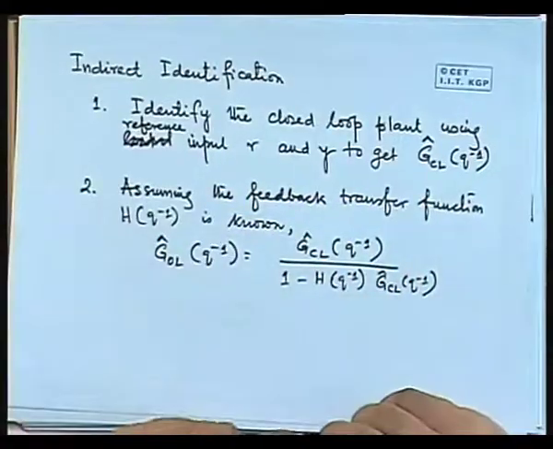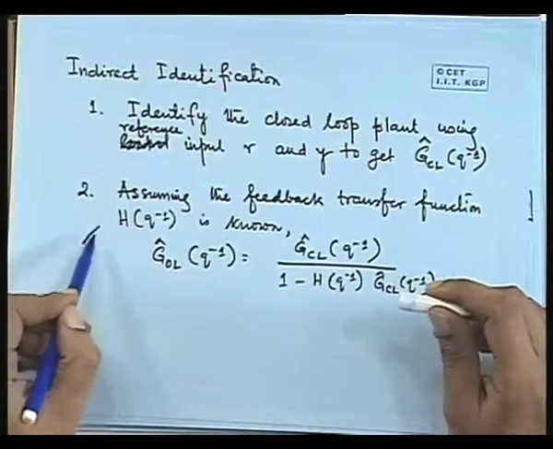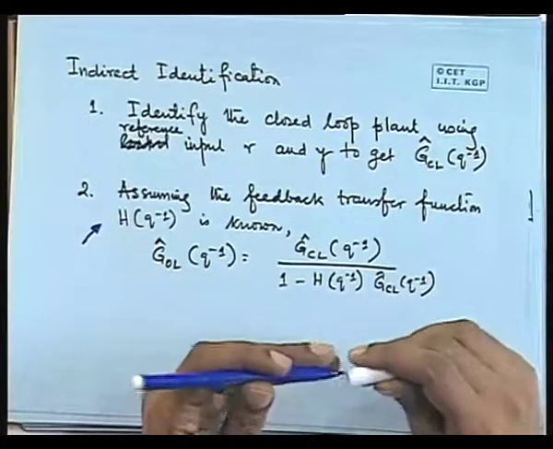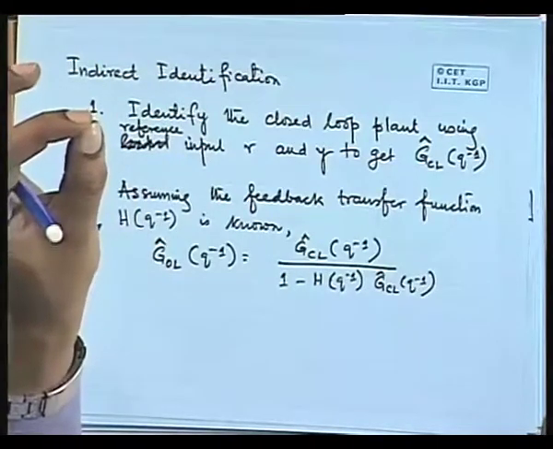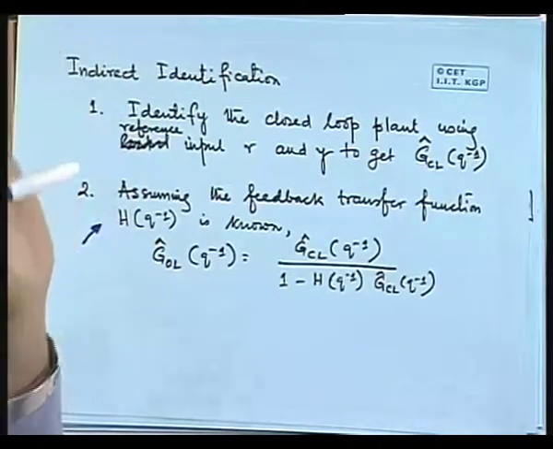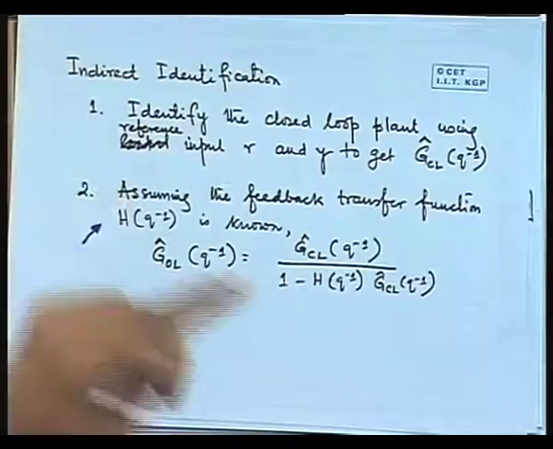So this kind of identification is called indirect identification. Direct identification is where you directly identify the plant taking its inputs and outputs. Indirect identification is when you identify the closed loop plant and solve out the open loop plant, right?